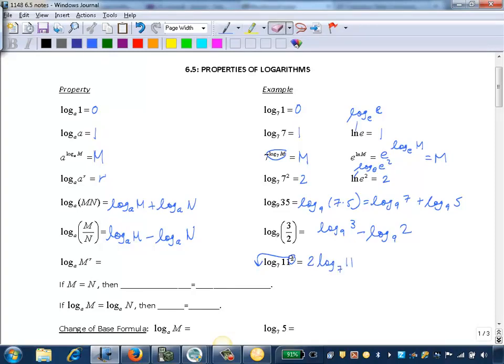So this rule allows us to bring the exponent out into the front and multiply. And again, this will be useful when we solve equations. Sometimes this will allow us to more easily solve an equation. So over here, generally, we can bring this r out into the front. So we'll have r times log base A of m.